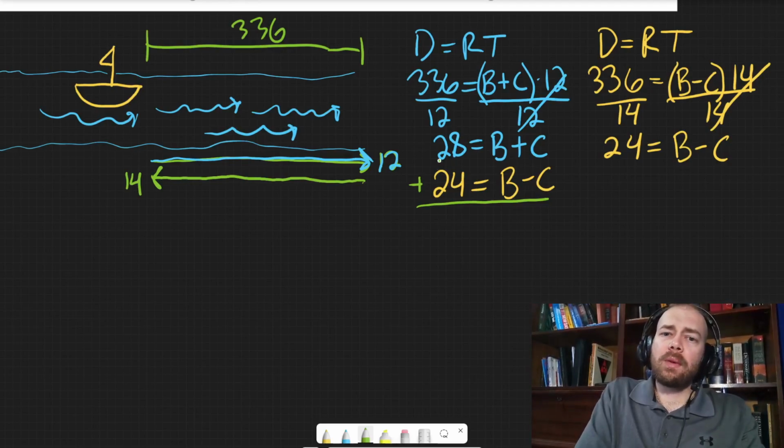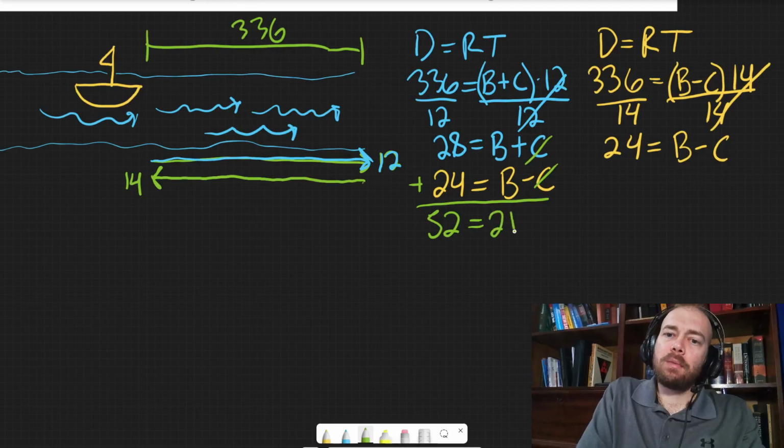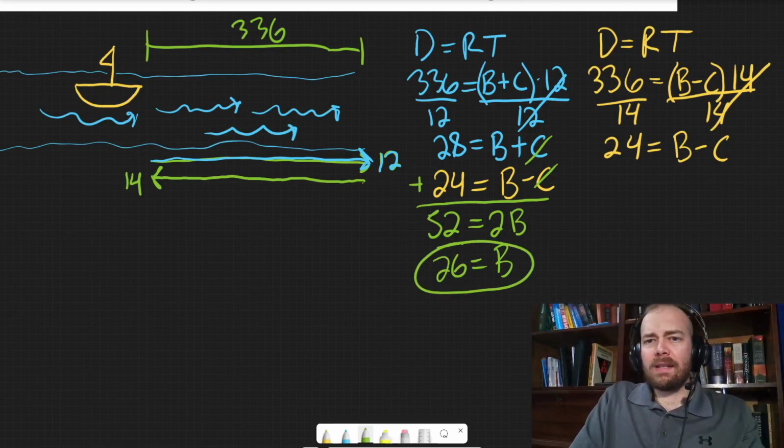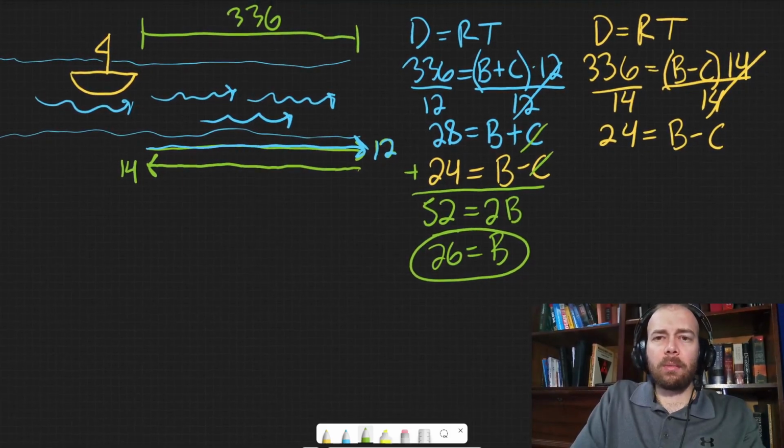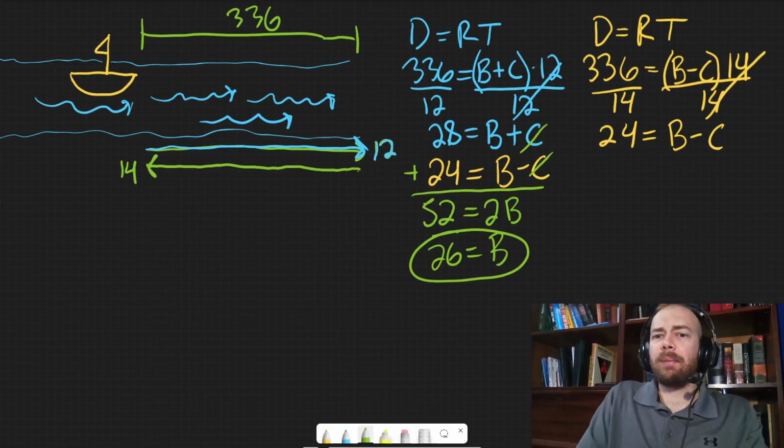So 28 and 24, that's going to be 52. C minus C cancels. B plus B is 2B. 2B or not 2B? And then I take a half, which would be 26. Okay, so normally I like to circle my answers, not box them, because I want to double check before I box those answers. So now I'm going to plug in 26 into here.